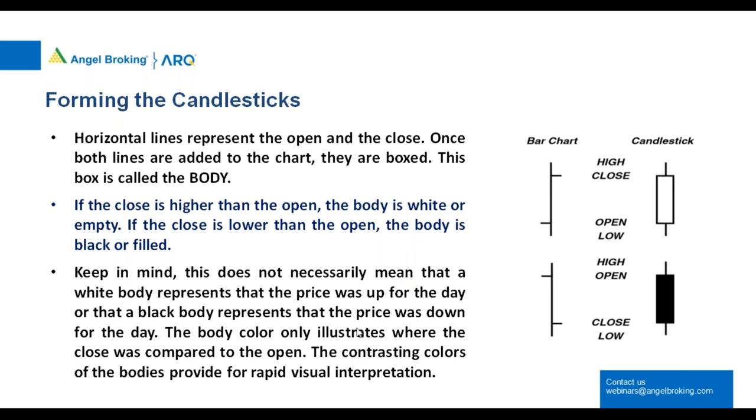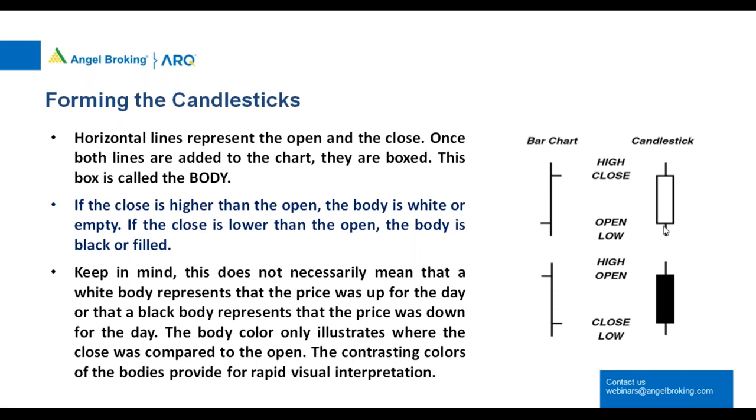These horizontal lines represent the open and the close. Once both lines are added to the chart, they are boxed. This is the body of the candlestick, and these are called the shadows of the candlestick: the upper shadow and the lower shadow.